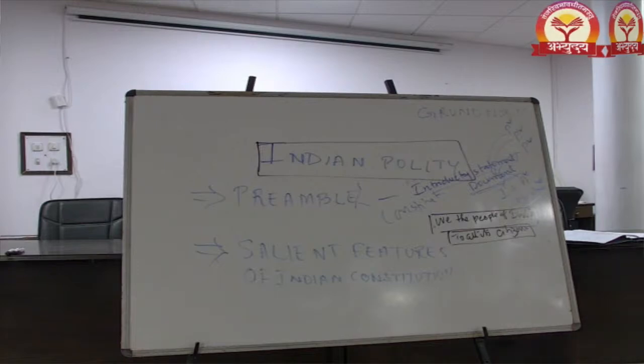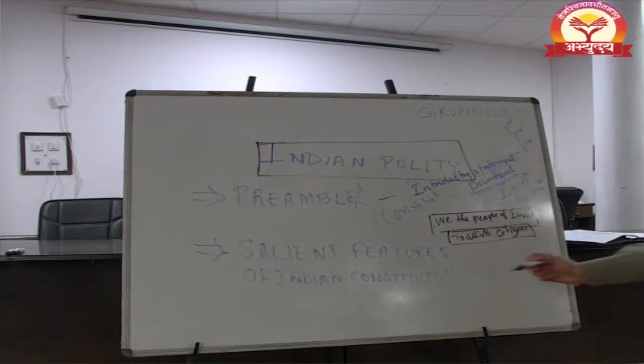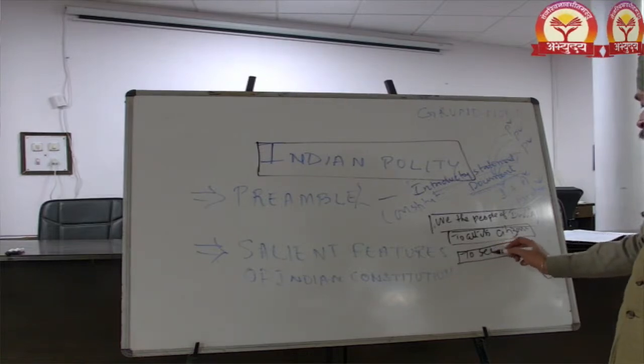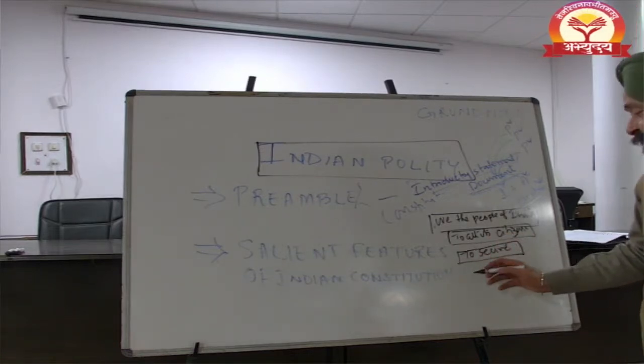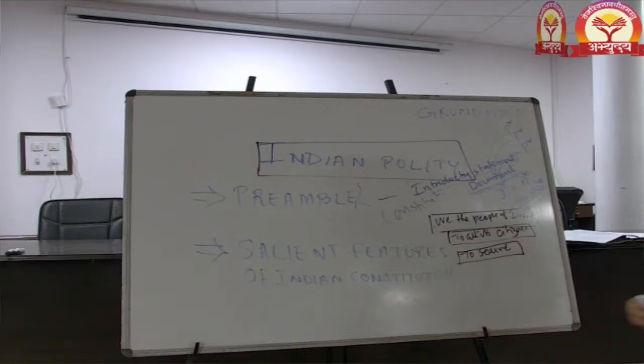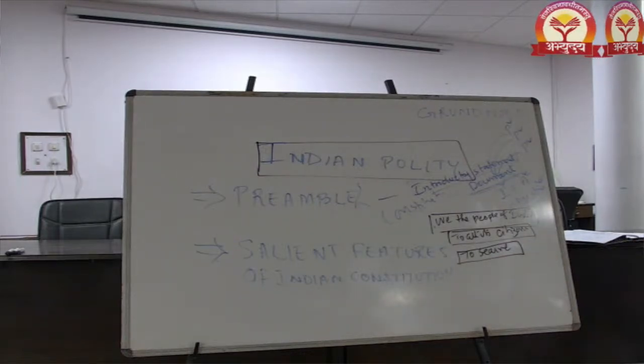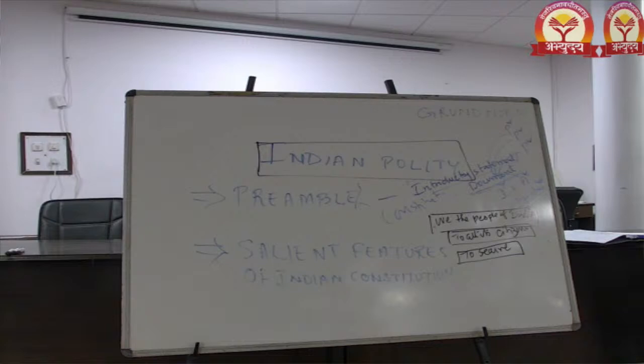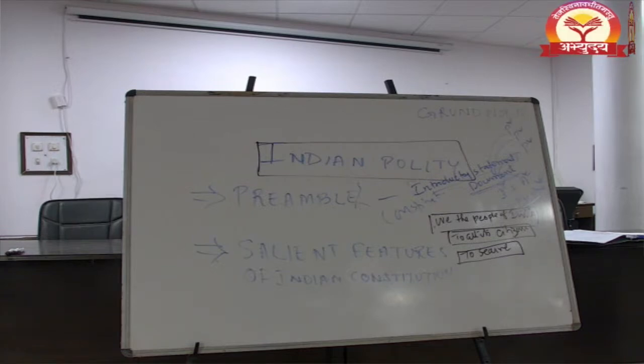Then the third thing which we discussed was "to secure." What did we discuss here? "To secure" conveys guarantee, assurance, confidence. So here we have guarantee, here we have assurance, here we have confidence. Why were these three required?